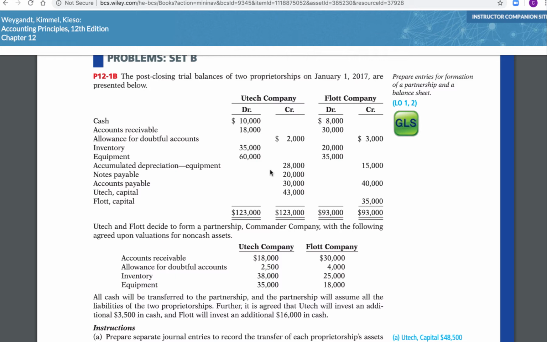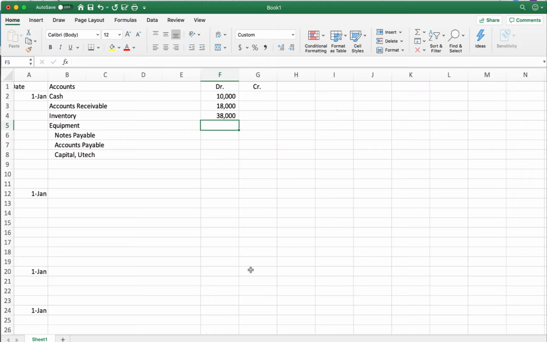But book value means nothing to me at this point. I don't care that when UTEC was a proprietorship, they had their equipment on their books for what, 32,000, right? I took 60,000 minus accumulated depreciation gives me 32,000 if my math's right. Okay, I don't care about that. I want to know the day we start this partnership, what is the fair market value of that equipment? They tell us right down here it's 35,000. So I'm gonna plug that in.